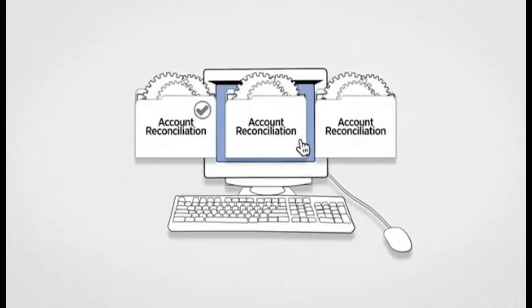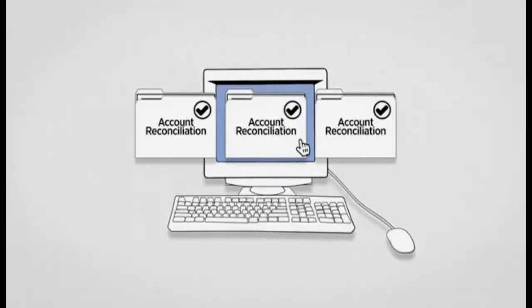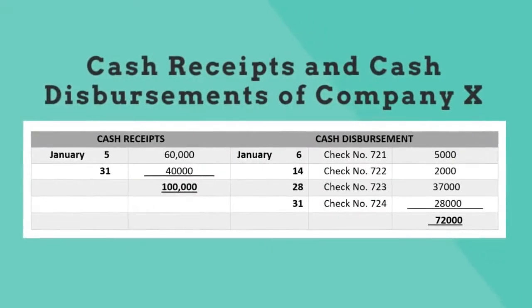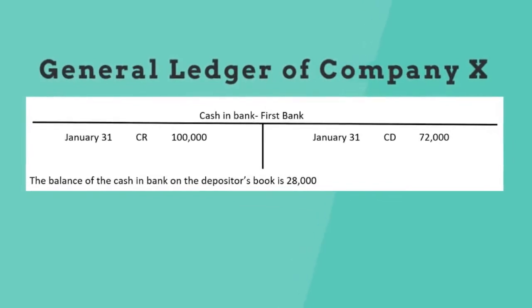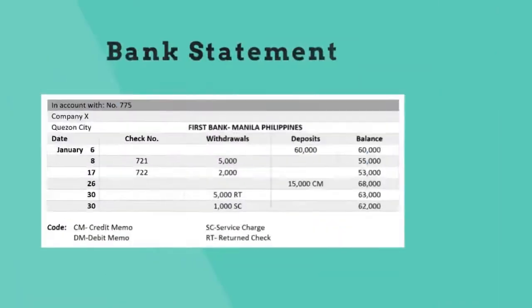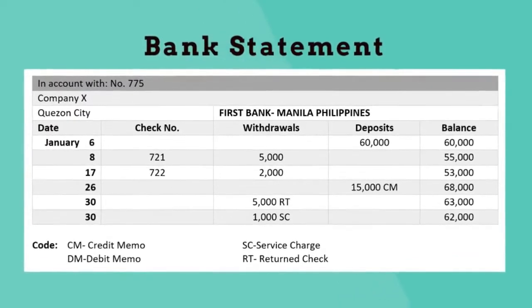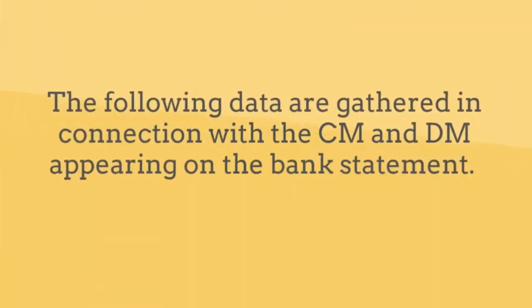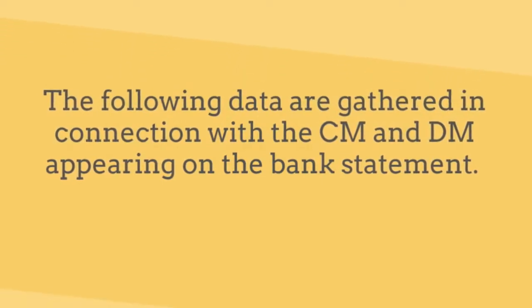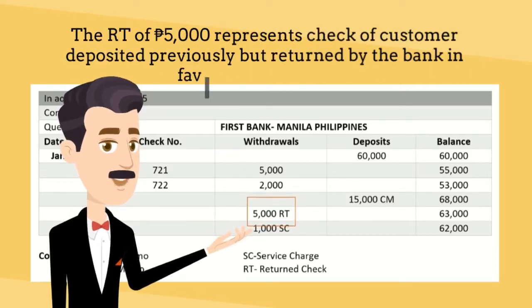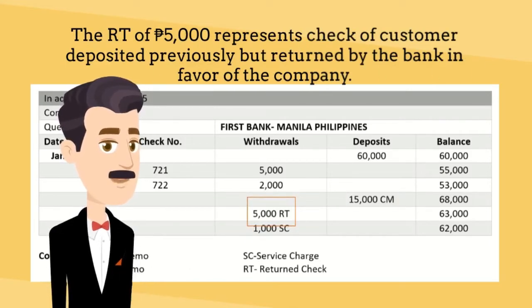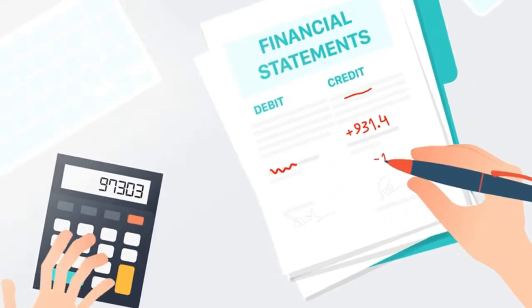Here are some illustrations to prepare bank reconciliation. The cash records of Company X show the following for the month of January. The general ledger of the company shows the cash in bank account for January as follows. The following is the bank statement for January received from the bank. The following data are gathered in connection with the CM and DM appearing on the bank statement. The CM of 15,000 on January 26th represents the proceeds of note collected by the bank in favor of the company. And the RT of 5,000 represents check of customer deposited previously but returned by the bank. Now, let's proceed to the computation proper.